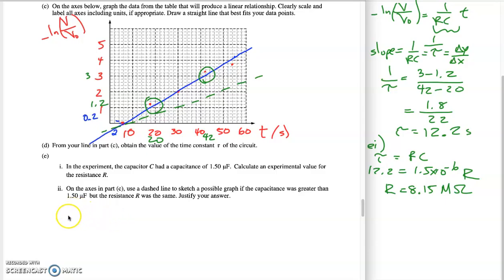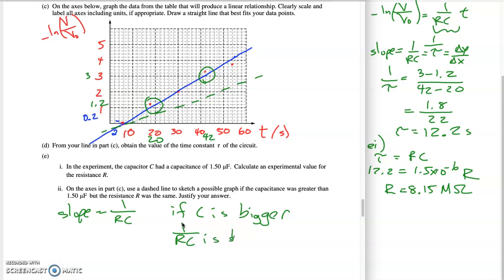So how do we indicate justifying here? Slope equals 1 over RC. If C is bigger, 1 over RC is smaller. Whoa, that's supposed to be the eraser. Is smaller. Therefore, shallower line.